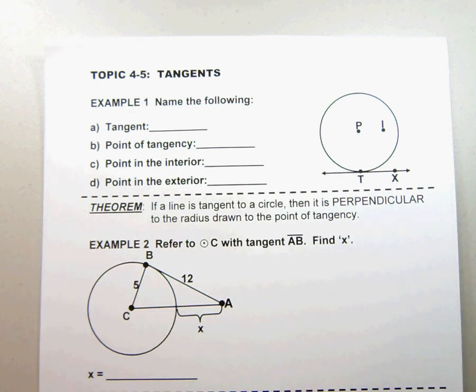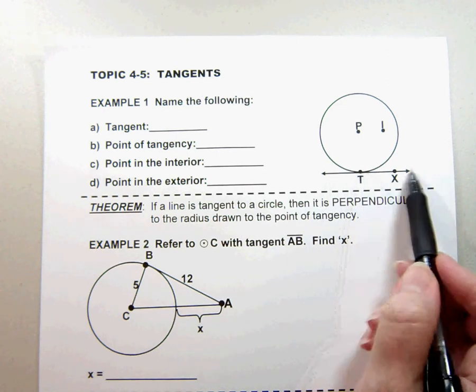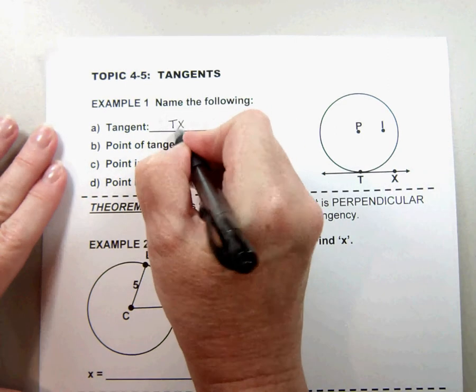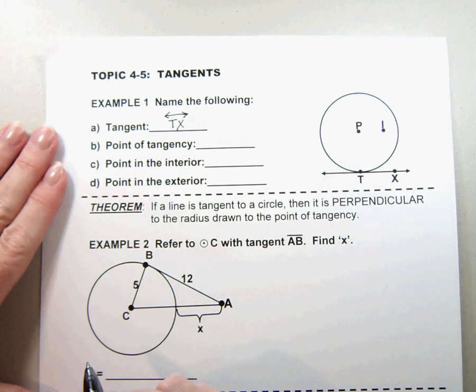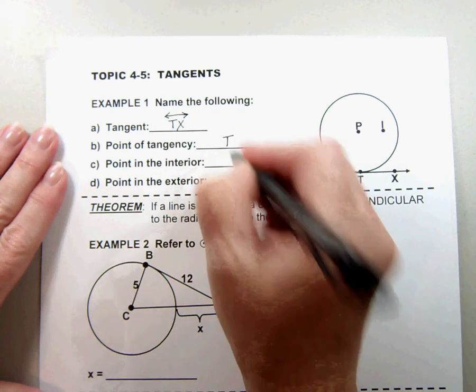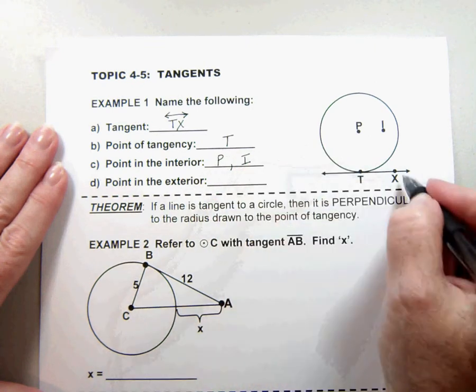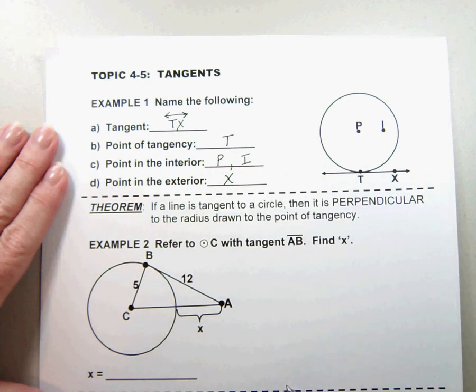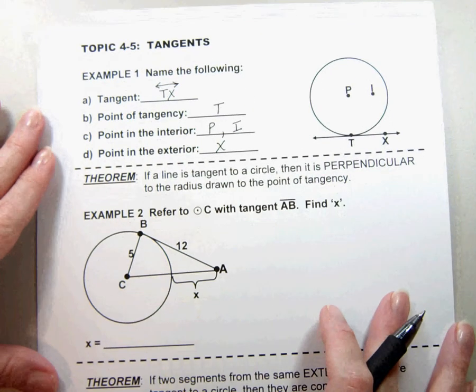Alright, this is topic 4.5, tangents. Remember from a previous topic that a tangent is a line that hits the circle at one point. So the tangent line on this picture would be TX. And the symbol is a line with two arrows. The point of tangency is the point on the circle, so that's point T. There are two interior points, P and I, and there's one exterior point, which is X. Exterior is outside, interior is on the inside.